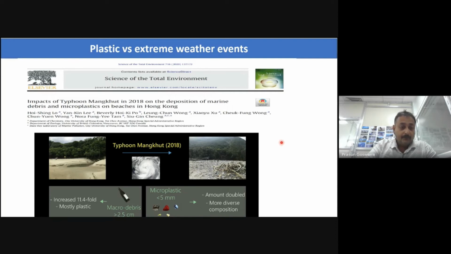This was a report taken from Hong Kong, where during a tropical typhoon, that is Typhoon Mangkhut, authors observed increased accumulation of both macro and microplastics in the beach environment. Authors observed a nearly 11-fold rise in macro debris, whereas almost doubled numbers of microplastics were detected in the marine environment. And also the diversity of plastics increased during the typhoon event.